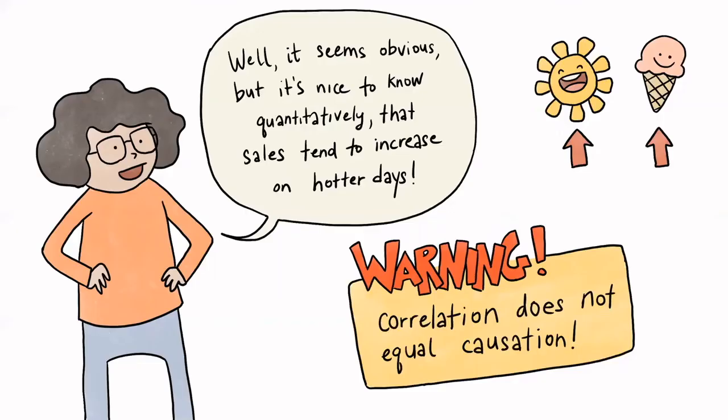It looks like it was worth it for Rita to collect that data. She was able to quantify the relationship between sales and temperature. Generally, sales tend to increase on hotter days. We can use the equation for Rita's trend line with 64% certainty to try to predict the number of ice cream cone sales based on the temperature.